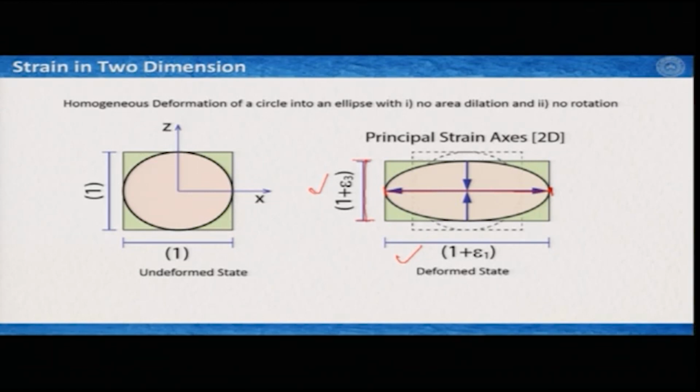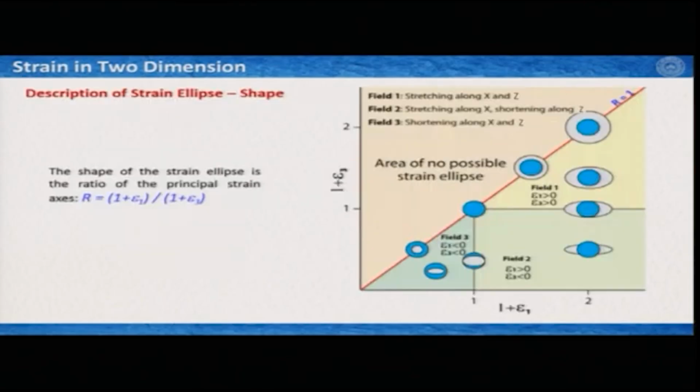So let us have a look at how we can describe the strain ellipse with respect to the principal strain axes. It is very important to define the shape of this ellipse. Now the shape of this ellipse, as it is done in mathematics or geometry, is defined by the ratio of the long and short axis. So in this case we define it as R, which is the ratio of the long axis 1 plus E1 of the strain ellipse to the short axis, which is 1 plus E3.